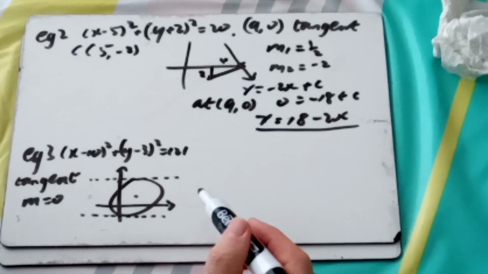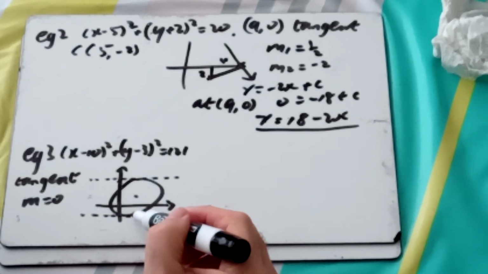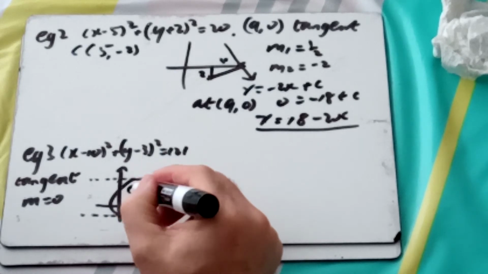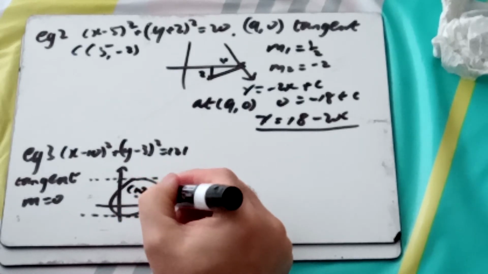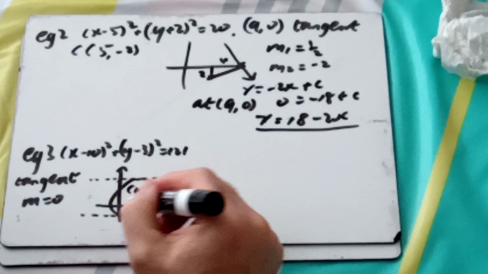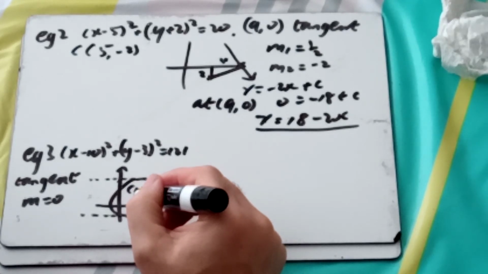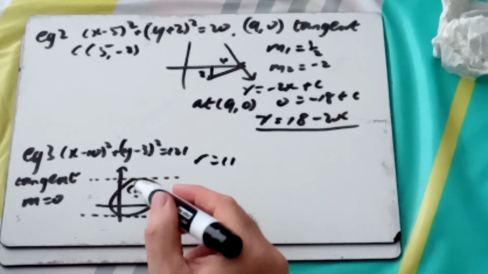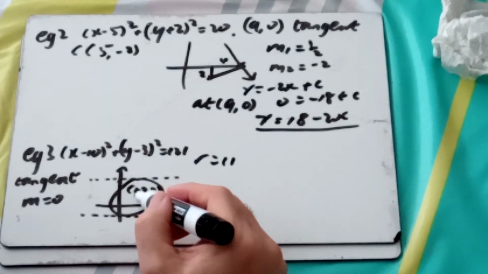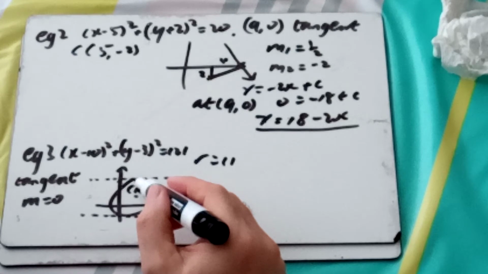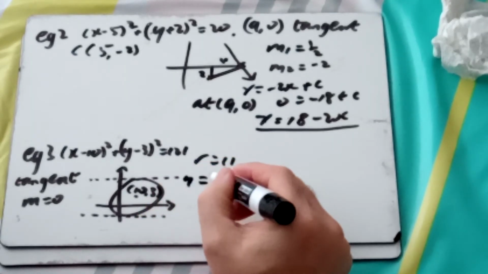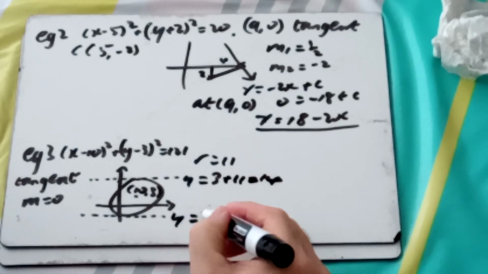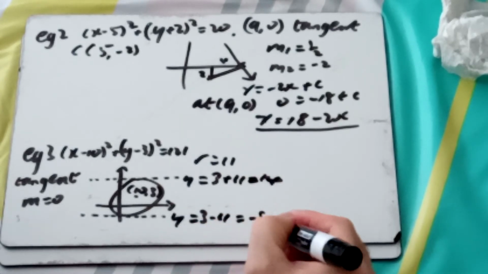0 gradients are the ones that are horizontal, so they are y equals. So I want the y value there and the y value down here. The y value for the centre, (10, 3), is just 10 along and 3 up, so it's a y value of 3. The radius is root 121, which is 11. So that first dotted line is a y value of 3 plus r. So y equals 3 plus 11, which is 14. And y equals 3 minus 11, which is minus 8.